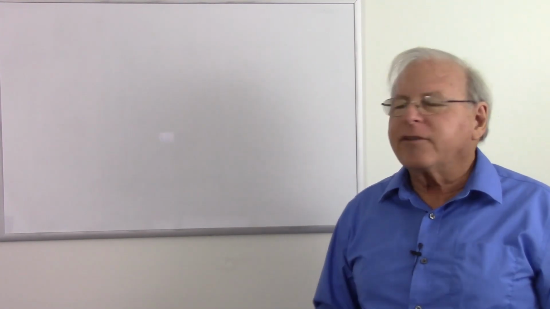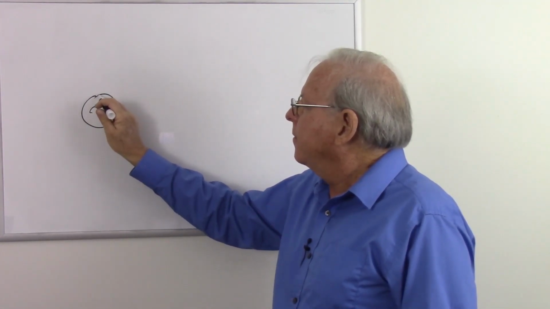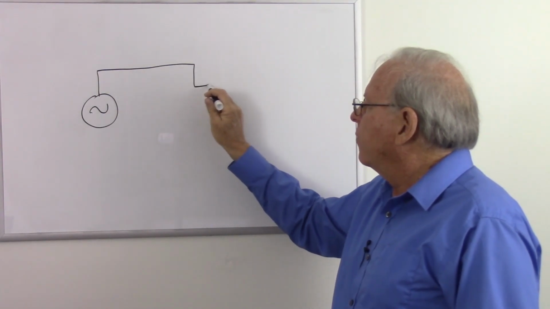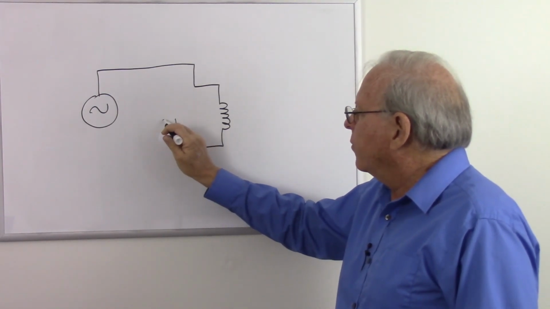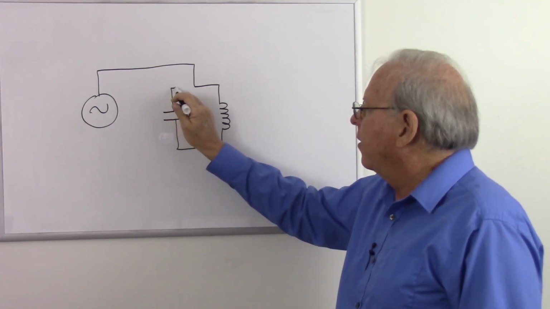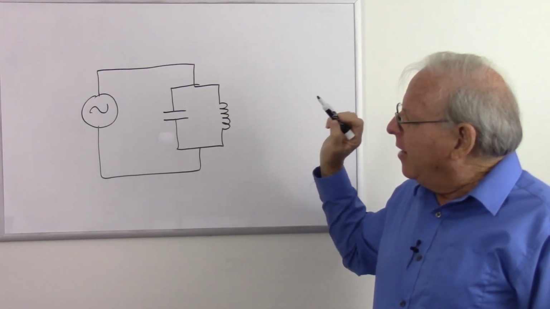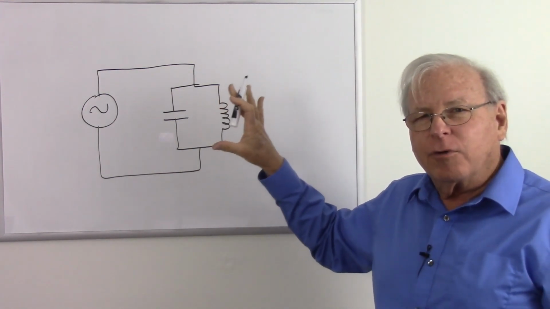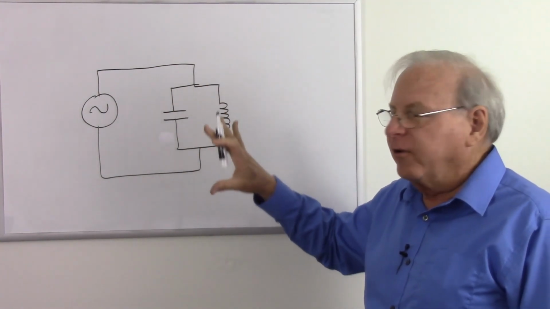Let's start with a circuit with a sine wave generator and carry that over here to an inductor and back over to a capacitor in parallel and back over to the function generator. And to begin with, let's look at how this would react to DC. That'll help us understand why it does what it does under AC.